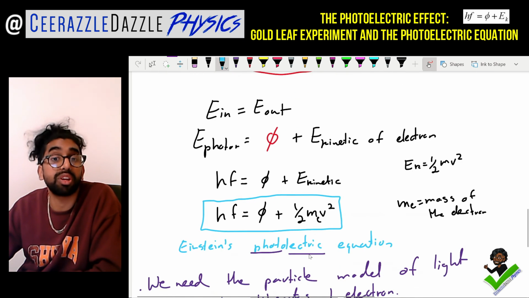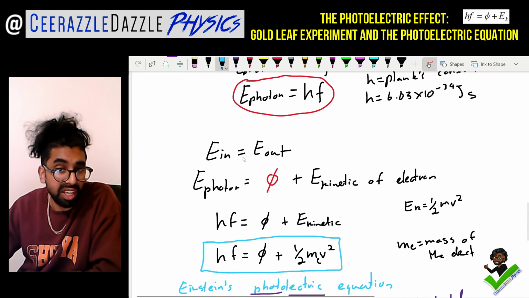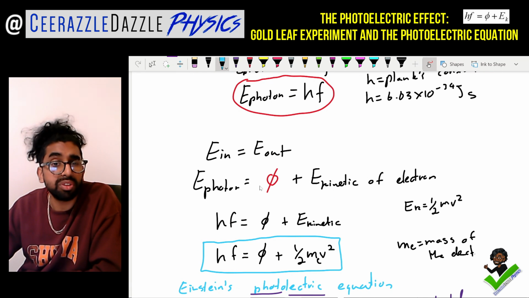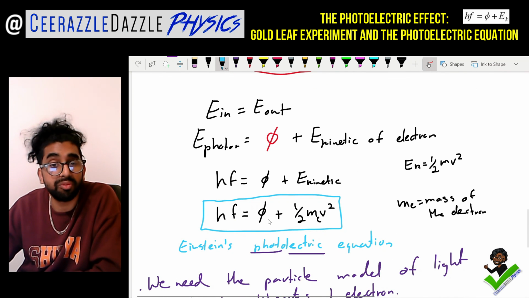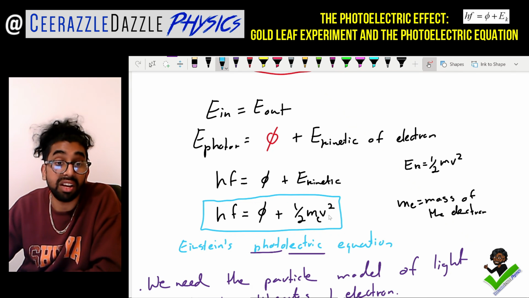and put it back into our equation. So energy in is equal to energy out. The energy of the photon is equal to phi plus E kinetic of the electron. Therefore, hf is equal to phi plus E kinetic. We can replace kinetic energy with half mv squared. We end up with hf equals phi plus half m_e v squared. This is known as Einstein's photoelectric equation, guys.